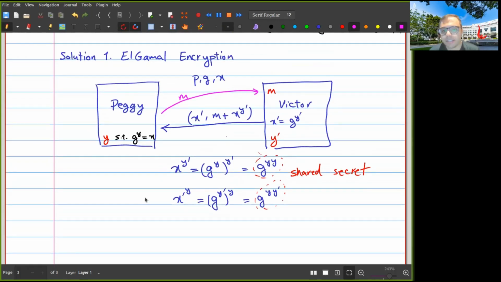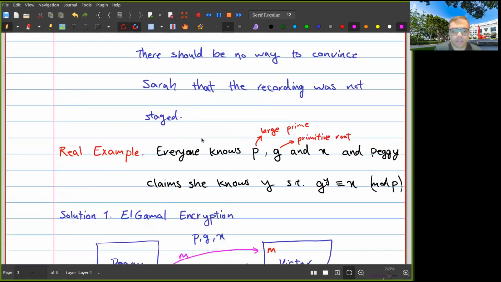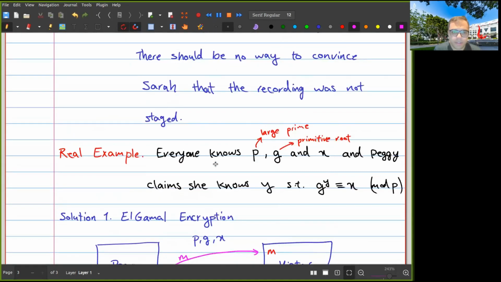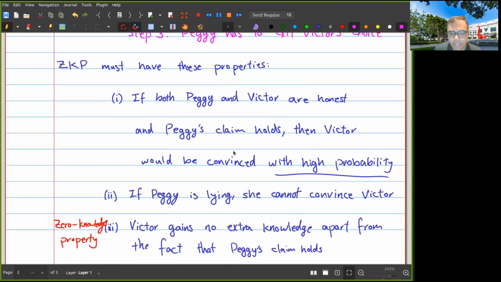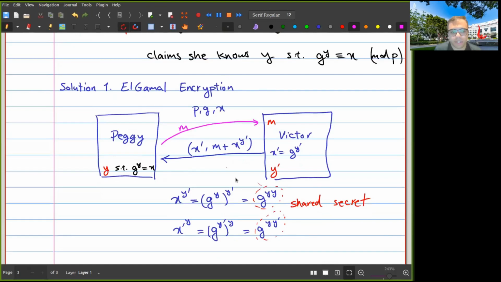Now, why is this zero knowledge? The other two properties are easy. So if you look at these two properties, of course, if both Peggy and Victor are honest and Peggy really knows this value of Y, Victor will be convinced. And also, if Peggy doesn't know this value of Y, it's impossible for her to convince Victor. Of course, we have some very small probability that she just gets lucky, but the way we avoid that is by just repeating the protocol many times.